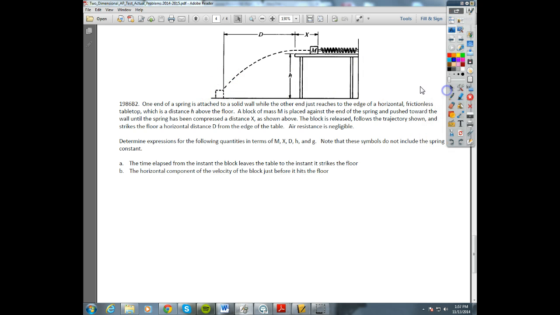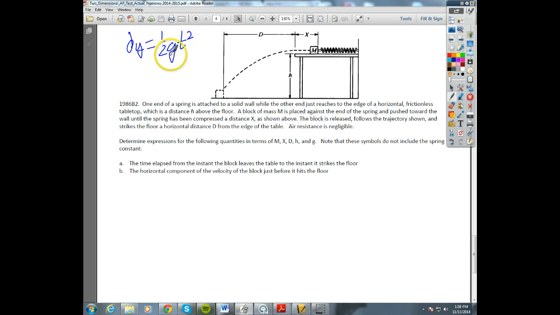So they tell you about this thing and they tell you that the block mass is m. You'll notice there's no numbers on this one, and they do this to you every once in a while so they can see if you really truly know the physics. They want to know the time elapsed from the instant the block leaves the table until the instant it hits the floor. And we remember from what we've done that dy is equal to 1 half gt squared.